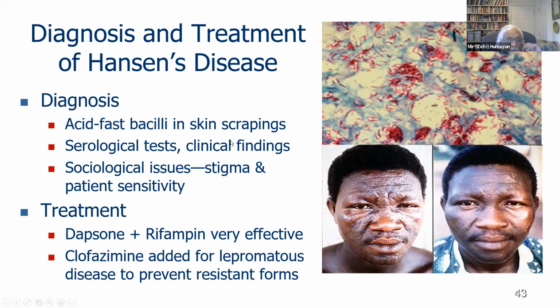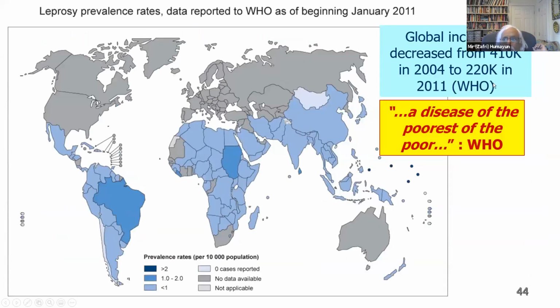Okay. The bottom line is that the disease is fortunately receding from the world, and this is definitely a disease that's coming under control. In the words of World Health Organization, Hansen disease now is considered to be a disease of the poorest of the poor. In other words, there's no reason for the disease to exist because treatment is effective and treatment is dirt cheap.